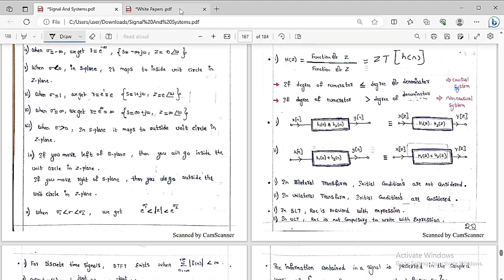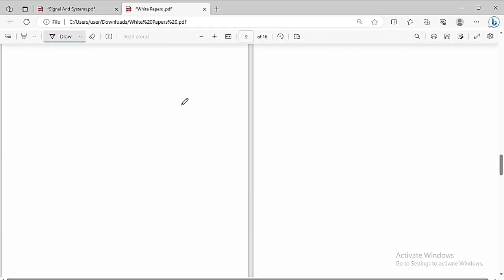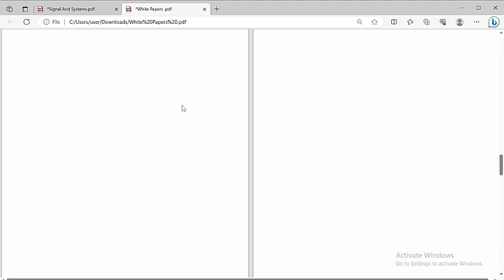Very simple, I have already told you. Let me take some system, and this is also some LTI system, another LTI system. Let me assume the input is x(n). Then the first system has impulse response h1(n), and the second system has impulse response h2(n).